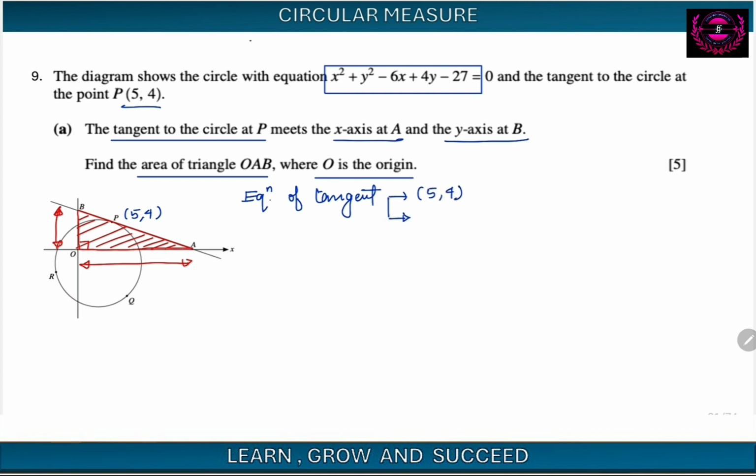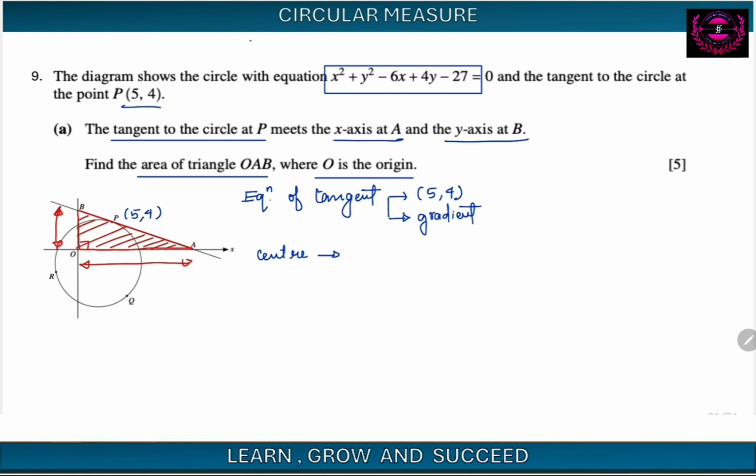For finding the gradient of the tangent, there are two ways. Either I differentiate the equation of the circle, or I can compare it with the general equation of the circle and find the center of the circle. So I will not differentiate here. I will go for the second method. I will find the center of the circle, which is minus g, minus f.